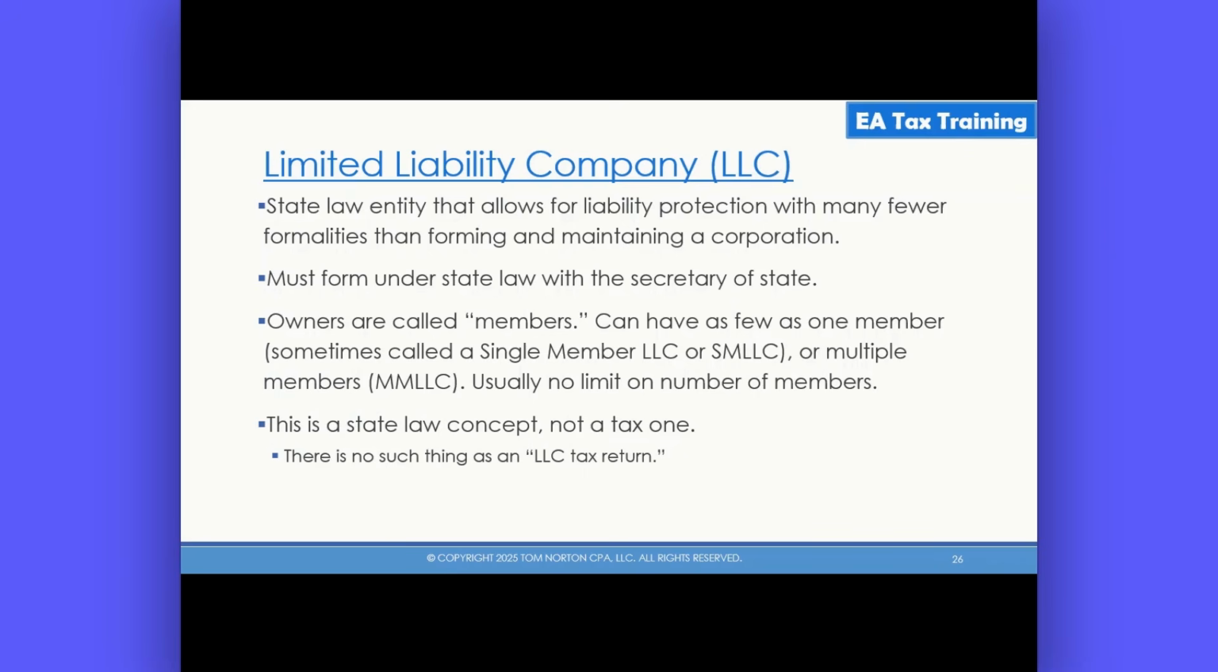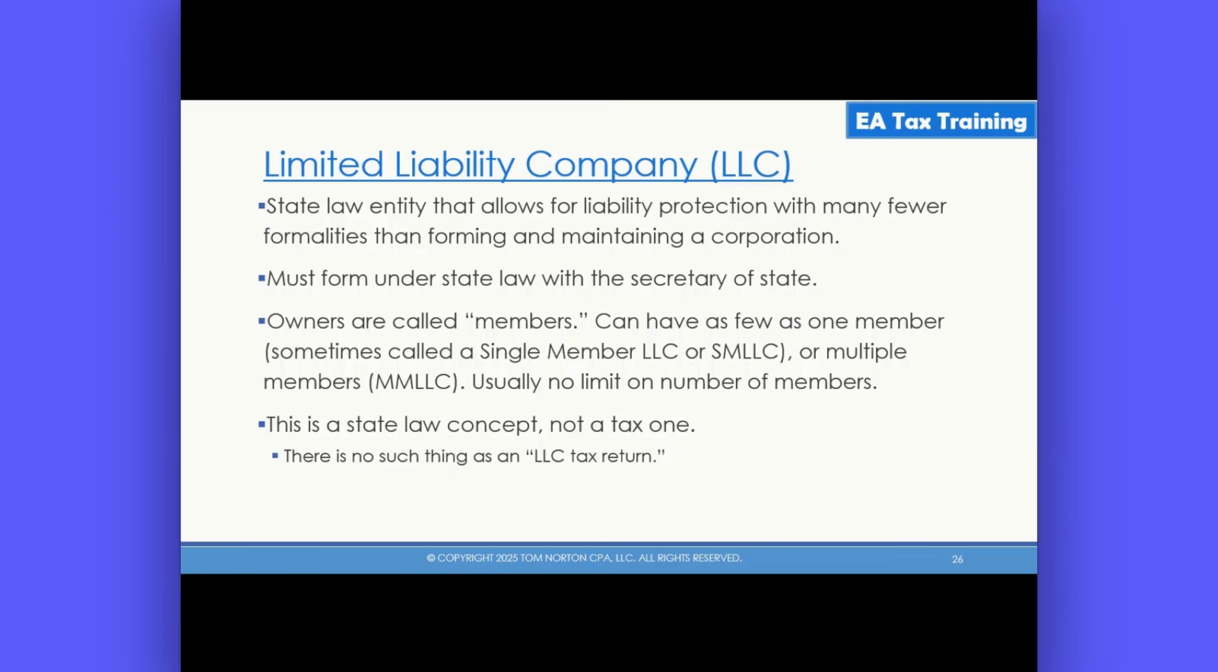It is formed, of course, under state law. The owners are called members, and you can have as few as one member. We usually call that a single member LLC or an SMLLC, or you can have multiple members. Usually there's no limit, and we will sometimes call that a multiple member LLC or MMLLC. Remember, this is a state law concept, not a tax one. There is no such thing as LLC tax returns.